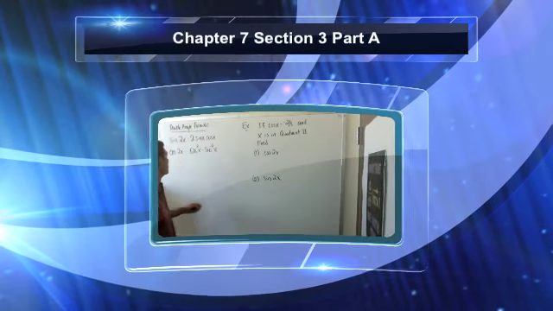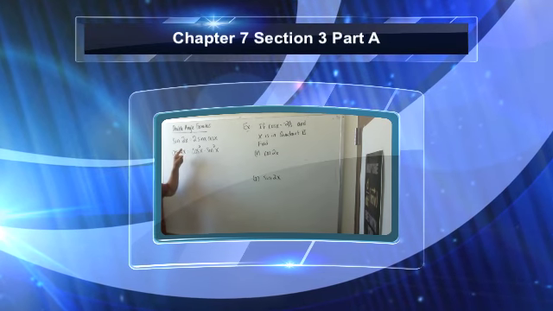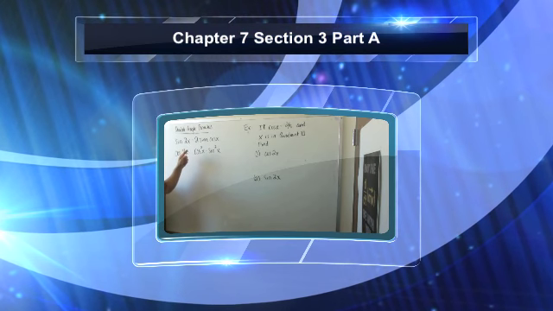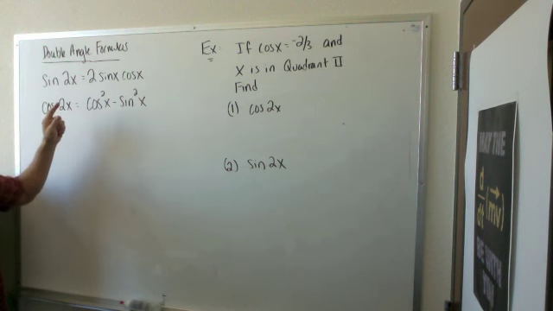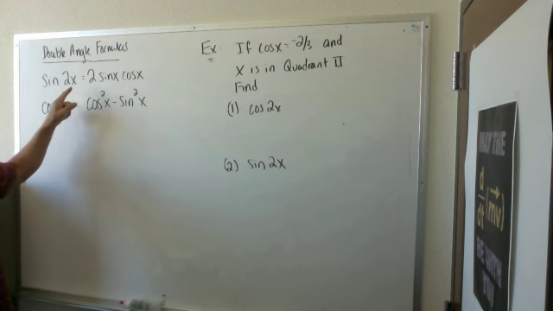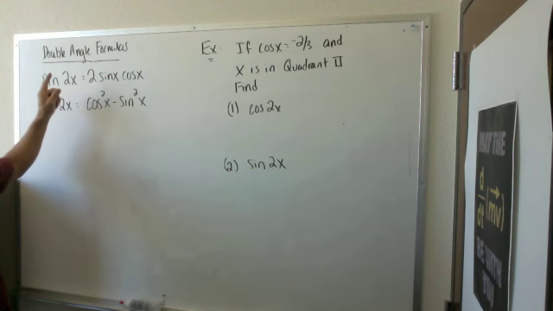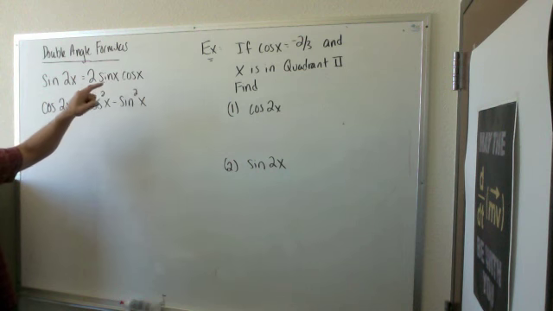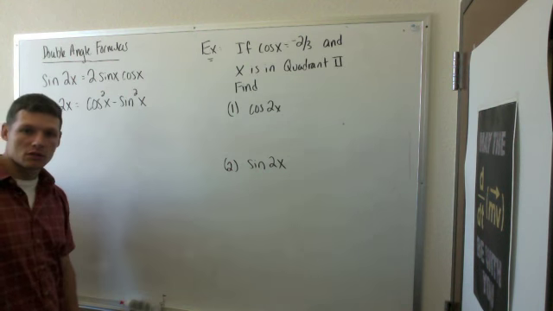Okay, so we used our sum formulas. In our sum formulas, we know that sine of (a+b) is sine cosine plus cosine sine. Well, if we have 2x, that's the same thing as sine of x plus x, so it would be sine x cosine x plus cosine x sine x, which is sine x cosine x plus sine x cosine x, or 2 sine x cosine x. Okay, that's a straight application of our sum formula.